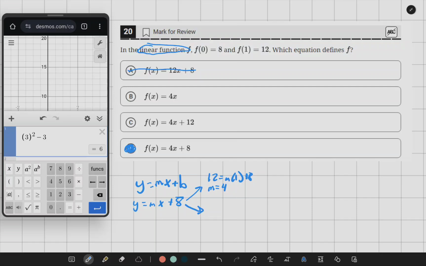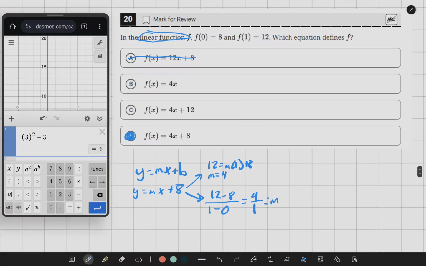And another way to solve it is y2 minus y1 over x2 minus x1. So we'll do 12 minus 8 over 1 minus 0. And that gives us 4 over 1 as our m. So either way, you're basically solving the same thing, just in two different ways.